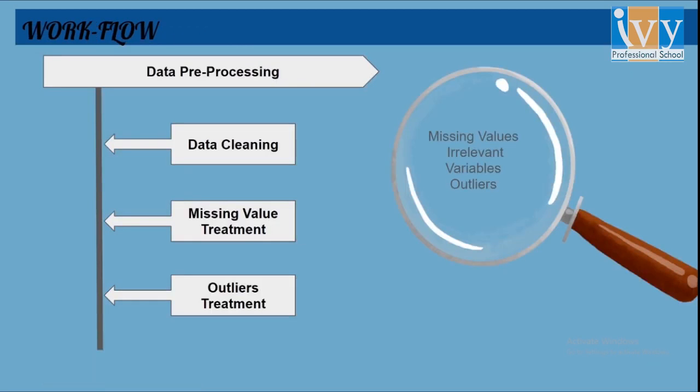Okay, so data pre-processing, this is the basic first step towards building a machine learning model. In a real-time scenario, it takes 50% of the time to pre-process the data and make your data ready for the model, right? So it involves a few steps, right? Data cleaning, missing value treatment, and outlier treatment. So let's see one by one.